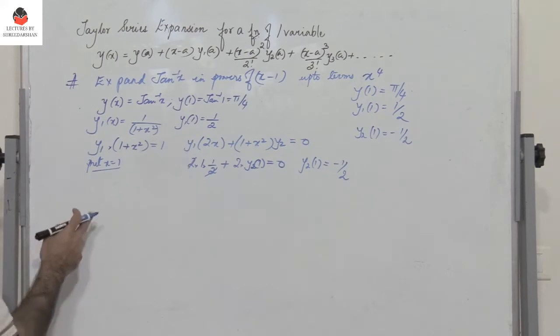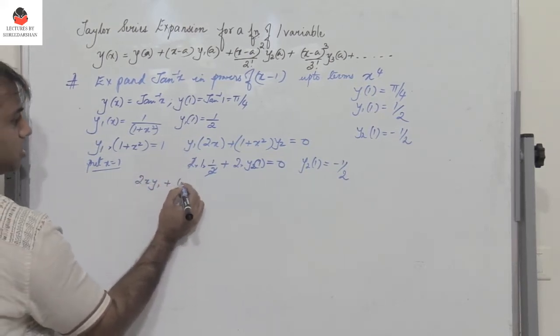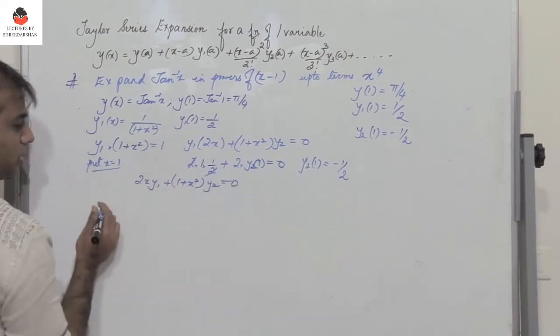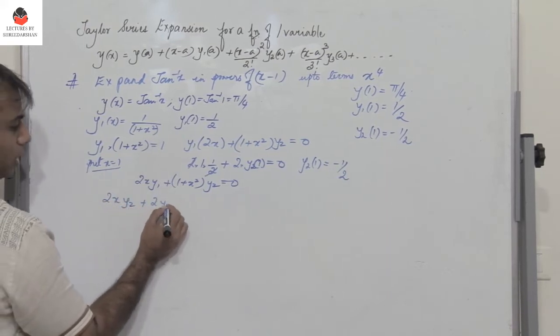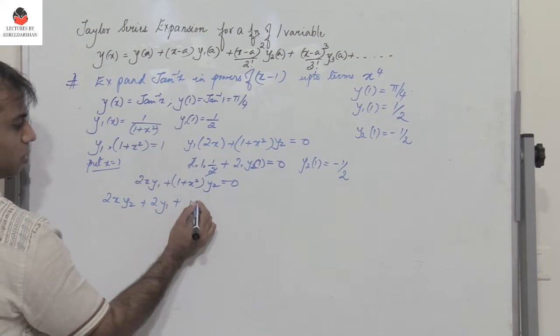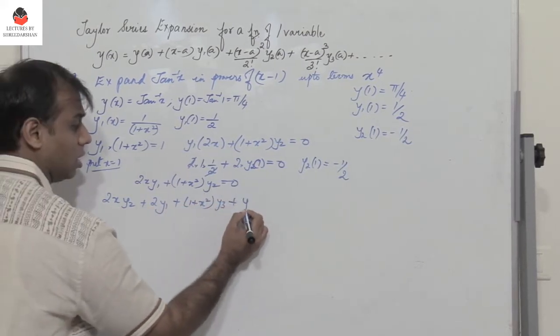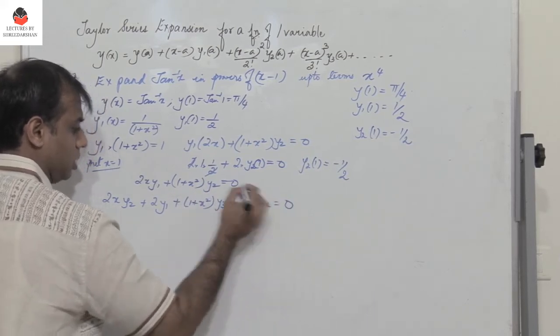Next, you have the expression 2x y1 plus 1 plus x square y2 equal to 0. Now differentiate this again. 2x into y2 plus 2y1 plus first function 1 plus x square into differential of y2 is y3 plus y2 into differential of this is 2x equal to 0.